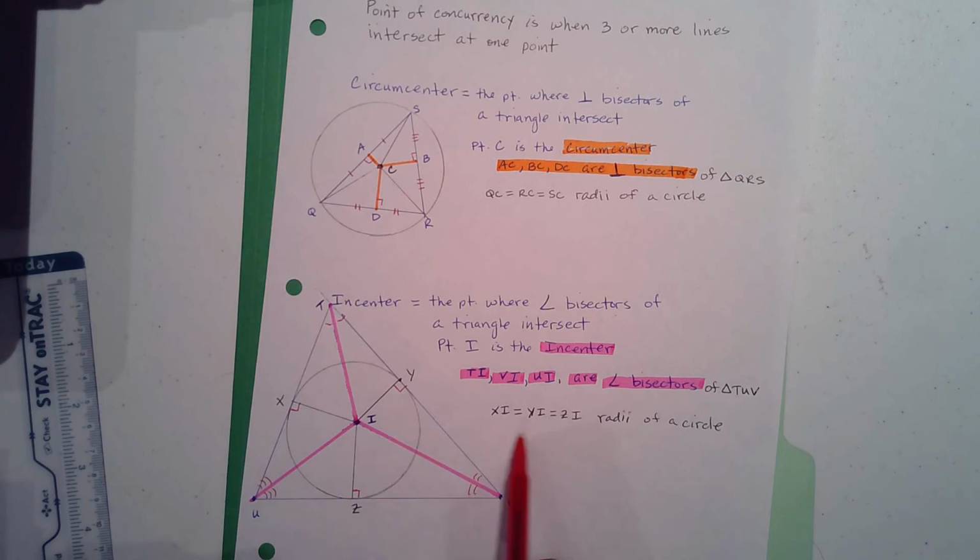And again, on a side note, XI, YI, and ZI are radii of a circle. They all equal each other. Again, to memorize what an incenter is, think of angle bisectors. So incenter means angle bisector.